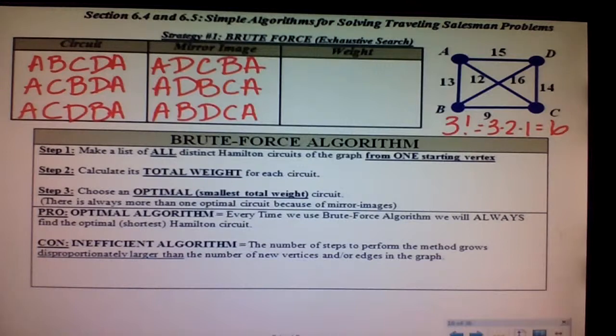Cool. So now I need to find the weight. Beautiful thing though. If I'm going from A, B, C, D, A, or in reverse, A, D, C, B, A, it's going to be the same weight, because all you're doing is doing it in reverse. So you only have to add up 3 different ones. So here, A to B is 13. B to C is 9. C to D is 14. D to A is 15.